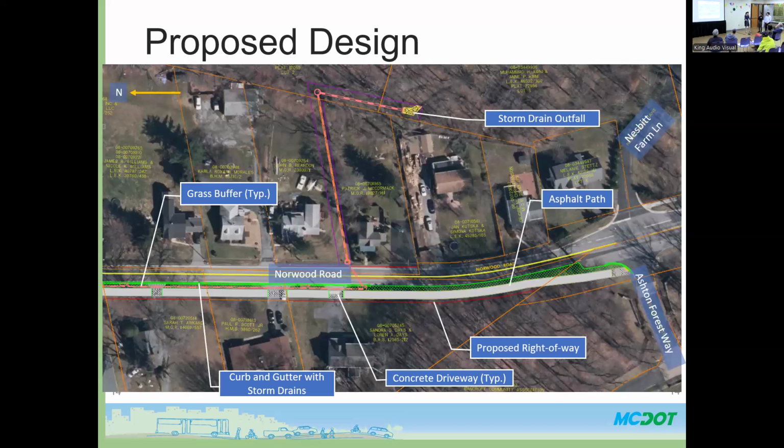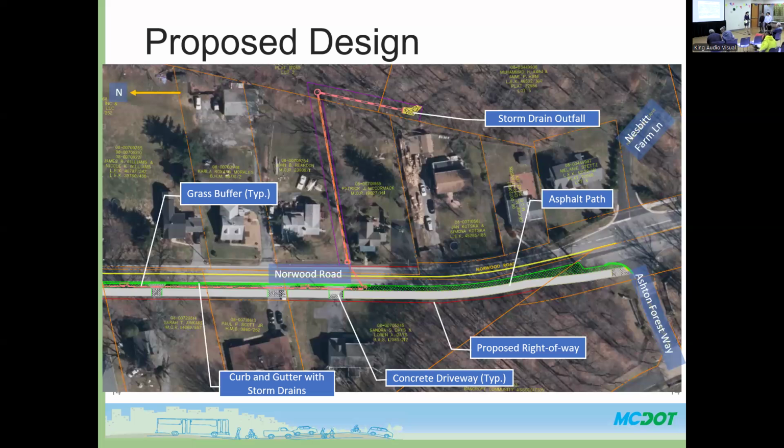We are getting close to the 100% design. Our goal is to get the design completed by the end of this year or early next year. Right now, we haven't received all the permits that we needed for the project, but once we get all those permits, we can start the construction, hopefully maybe next spring. And the construction duration will be 6 months.